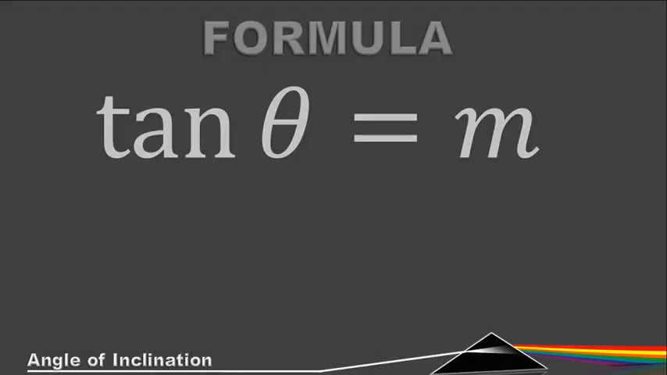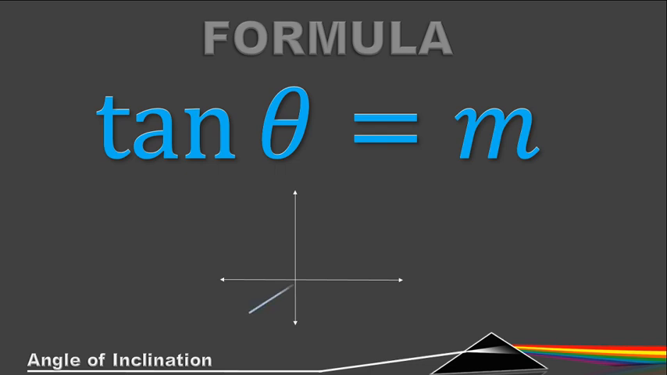Now the formula is as follows. Tan theta equals the gradient. So whenever I have a straight line that has a gradient, it will always have an angle between the x-axis and the line itself. That is the angle theta between the x-axis and the line itself. So whenever I have the gradient of the line, I can simply substitute it into this formula and solve for theta. Or if I'm given theta, I can substitute it in here and calculate the gradient.